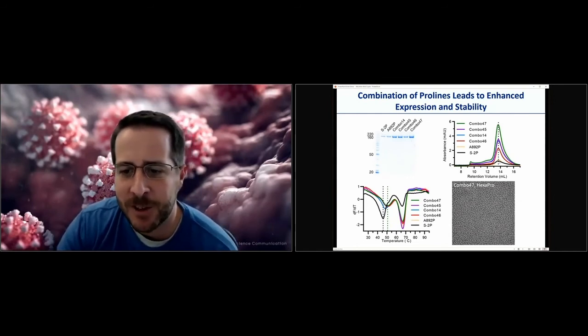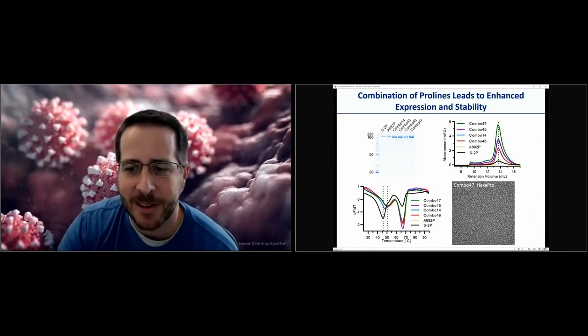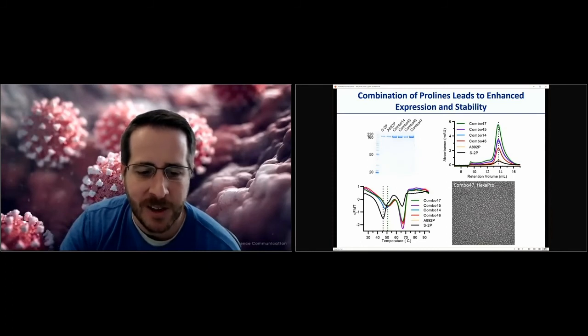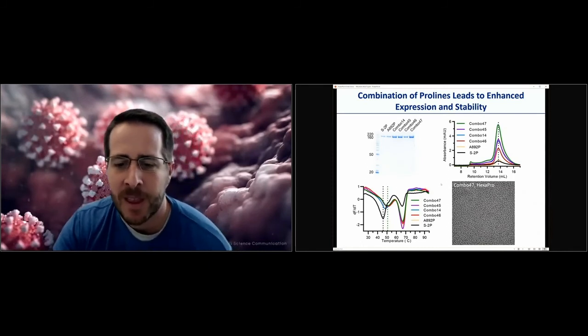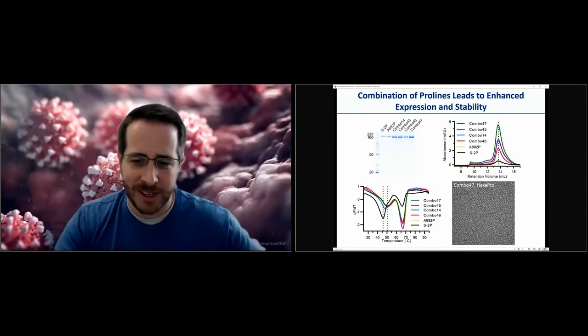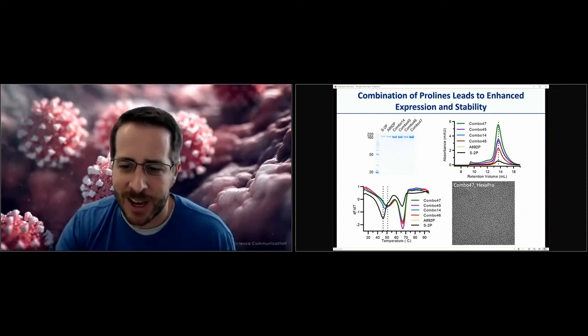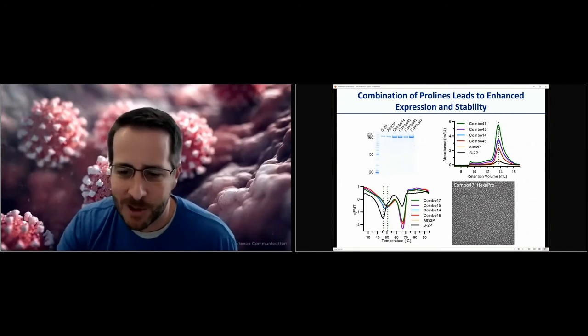You can see in gel filtration, the S2P variant is down here, and then as we go up to adding 4 prolines, we get a really nice increase in expression. The melting temperature shifts, so it becomes more stable, going from about 46 degrees to 51 degrees. And we really like this combo 47. So that's 2 prolines plus 4 additional ones. So it has 6 total. Call it Hexapro or 6P.